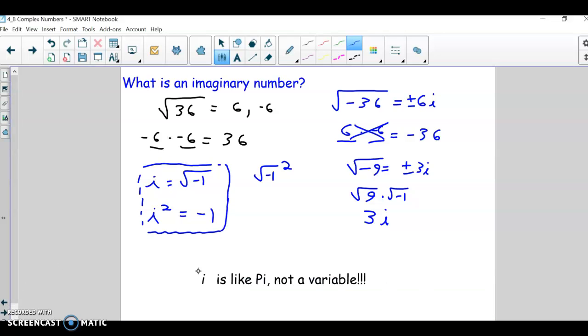Okay, and one other quick note here. i is not like x. In math, when we have 3x, that stands for 3 times some unknown amount. Not true with i. i stands for specifically the square root of negative 1. So 3i could be thought of as 3 times the square root of negative 1. So i is a specific number like pi, not a variable.